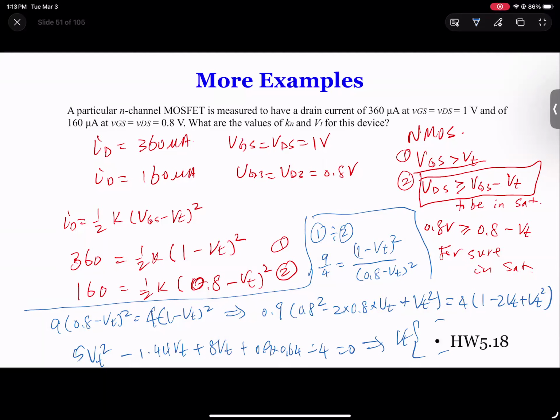So one value is, which you know is not right, only the positive is right for this MOS. But sometimes both values are positive, not negative. And in that case, you have to eliminate one. So that one is going to be either too big or too small.